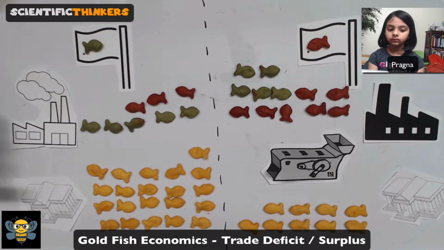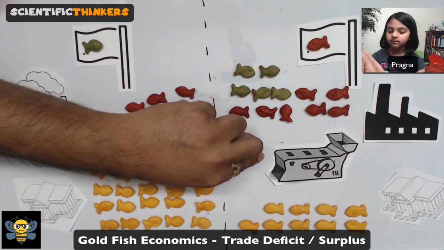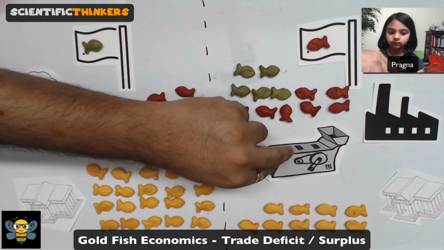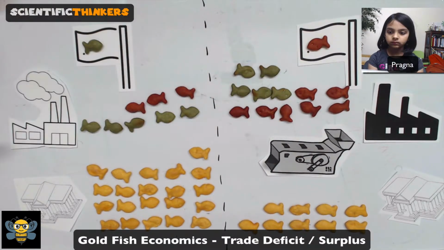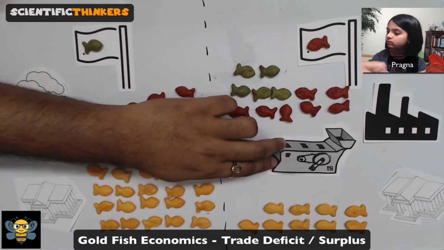So this is called capital trade, right? Because you are buying a product, buying a tool that makes more things. So you are actually buying things that will produce more goods later on, right? This will make more green fish.